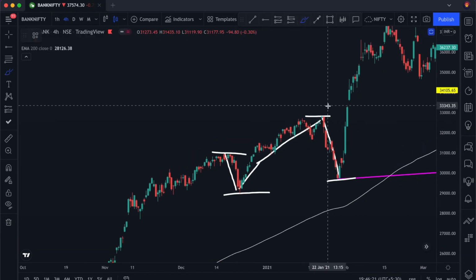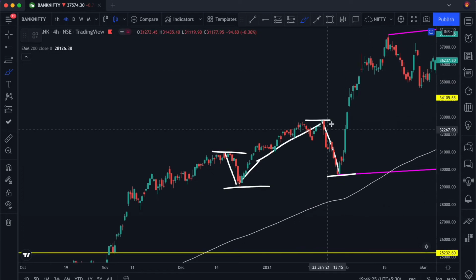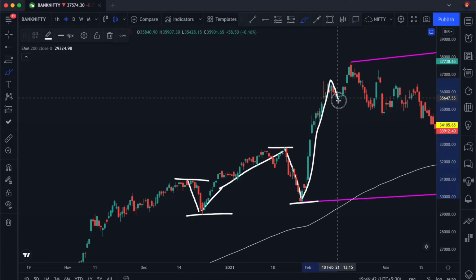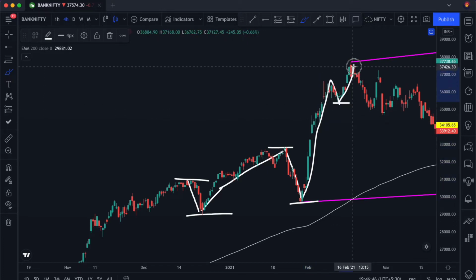Now again we have broken above this fresh higher high over here. This is an indication that the uptrend is continuing. Now next higher high over here, next higher low over here. Okay. So again higher high, we have broken above the previous higher high, means the uptrend is continuing.